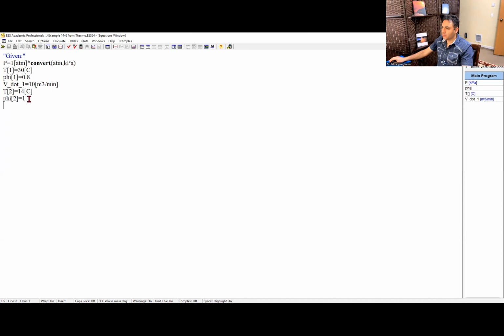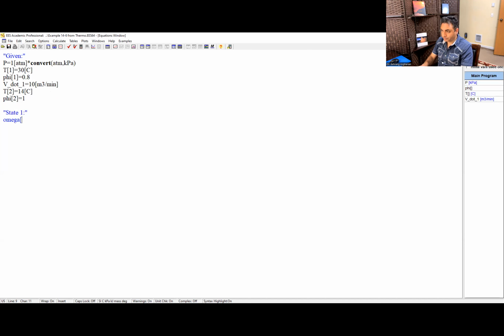Okay, now I saved it, and let's do state 1. State 1, what do I have? I can save it one more time. State 1 is, I've got to calculate a bunch of things. If you go back to OneNote, we were supposed to calculate omega, V1, and H1. Let's see how easy it is to calculate this in EES.